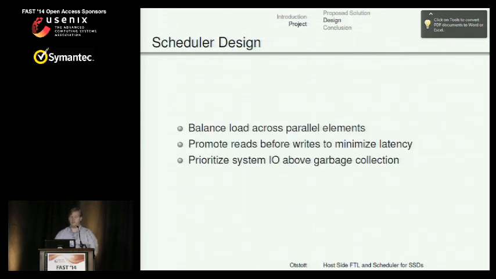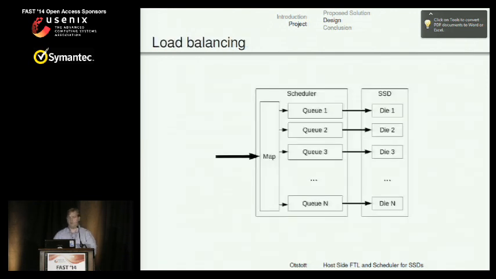So there's 3 optimizations that we aim for when we were designing the system. So one is load balancing. The other is promoting reads before writes, since they're much faster. It's sort of like a shortest job first. And finally, to prioritize system I/O so that garbage collection can be pushed to the background in a non-blocking manner.